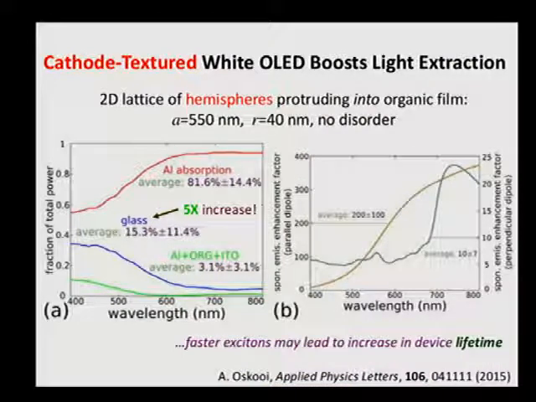The figure on the left shows the fraction of the total power in the OLED for perpendicular dipoles for a cathode textured white OLED having a lattice periodicity of 550 nanometers, a hemisphere radius of 40 nanometers, with no disorder. As you can see, the amount of light that's now reaching the glass is 5 times what it was in the untextured device. However, more significantly, as shown in the figure on the right, the spontaneous emission enhancement rate of the excitons is significantly increased relative to the untextured cathode.